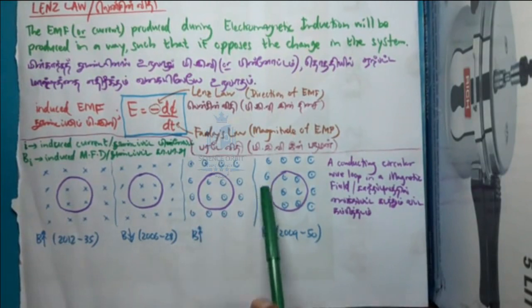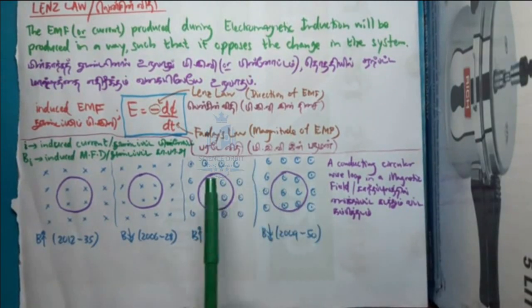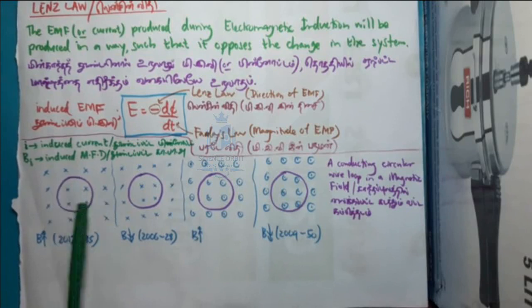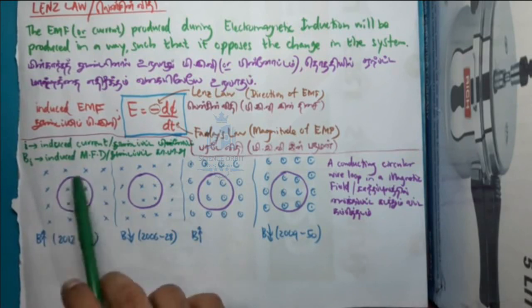And what is going to be the direction of the current produced? Now I am going to say direction of current produced because this is a closed loop, so there can be a current. Okay, so instead of considering electromotive force, let's consider current.